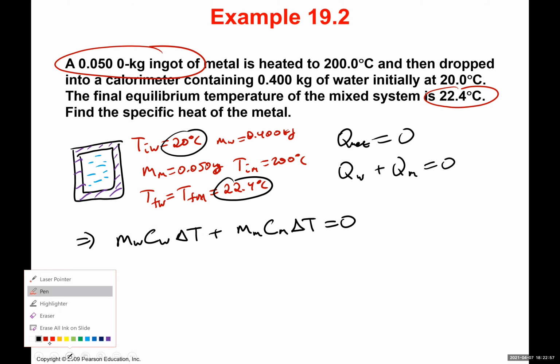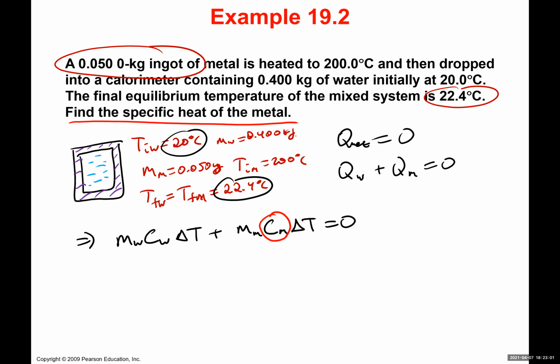And my goal in this problem is to find the specific heat of the metal. That's the quantity that I want to find. What I can do from here is isolate this: mass of the metal times specific heat of the metal times delta T is equal to negative mass of water times specific heat of water times delta T. This one is for the metal, this one is for the water.